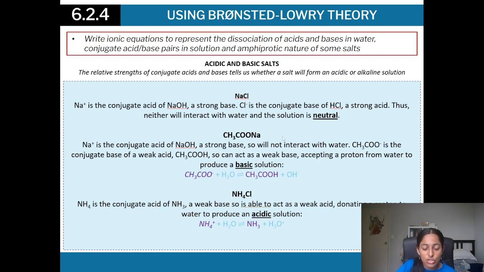Since HCl is a strong acid, Cl minus is going to be neutral. So therefore you have an acidic ion and you have a neutral ion, so therefore you will have an acidic solution. And you can see the reaction over here. NH4 plus reacts with water to produce NH3 and H3O plus. That's because NH4 plus is donating a proton to water. Hopefully that process makes sense.